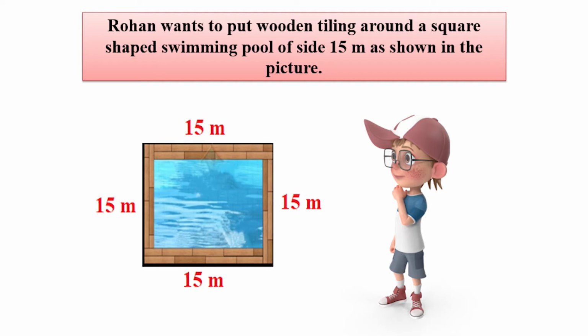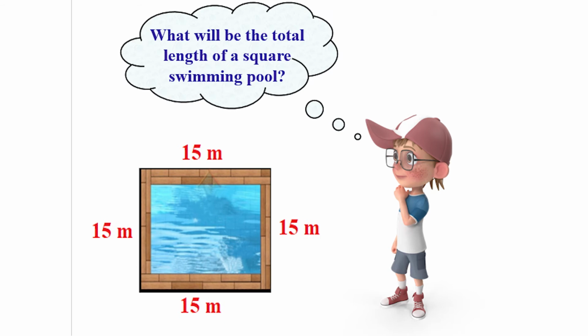Rohan wants to put wooden tiling around a square-shaped swimming pool of side 15 meters as shown in the figure. In order to put wooden tiling around the square swimming pool, he needs to find the total length of the square swimming pool. For that, he needs to know the perimeter of the square swimming pool. So now, let us help Rohan to find the perimeter of the square swimming pool.